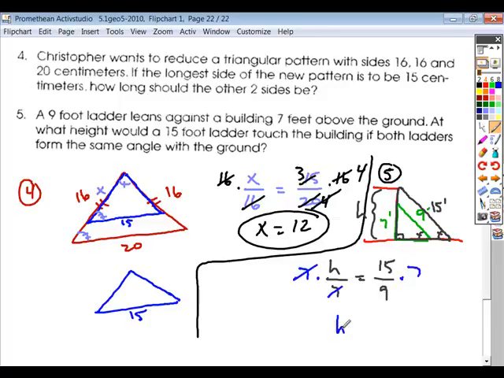So multiply both sides by 7. Again, you can simplify your fraction. 3 goes into 9 3 times. 3 goes into 15 5 times. 5 times 7 gives you 35 over 3. And if you're putting it in decimal form, which this problem asks, or this whole set of problems asks you to write decimals, you can convert that into decimals and answer your question.